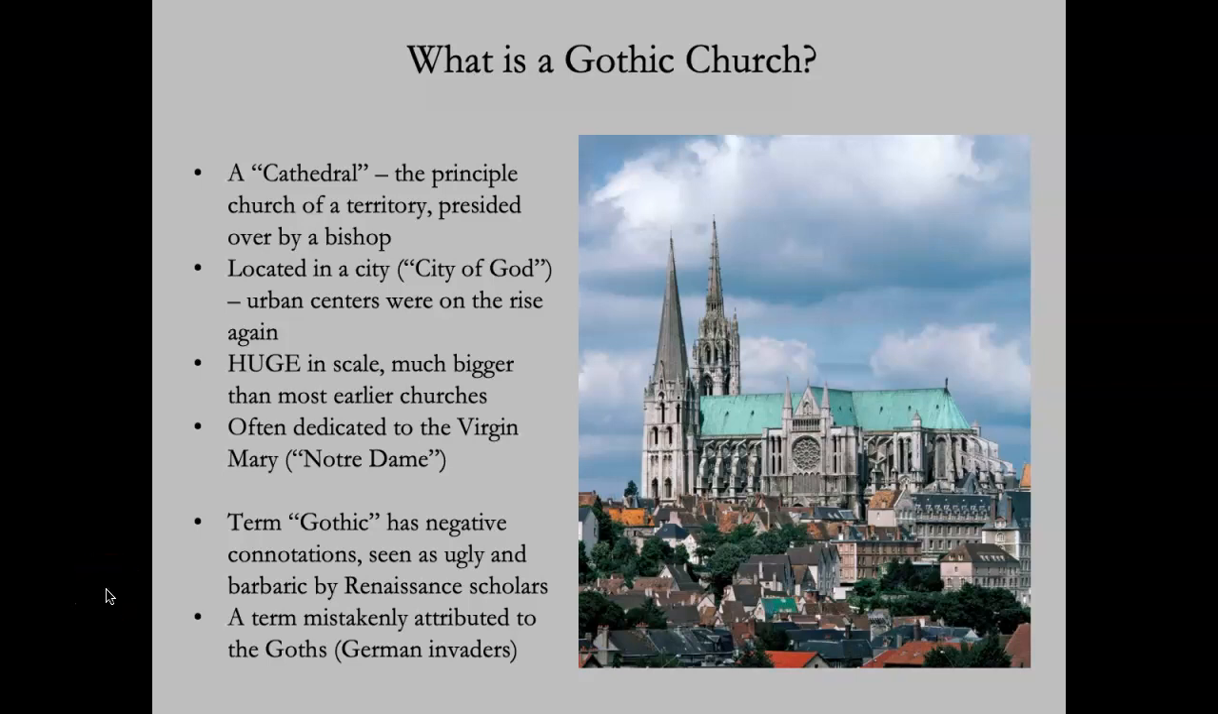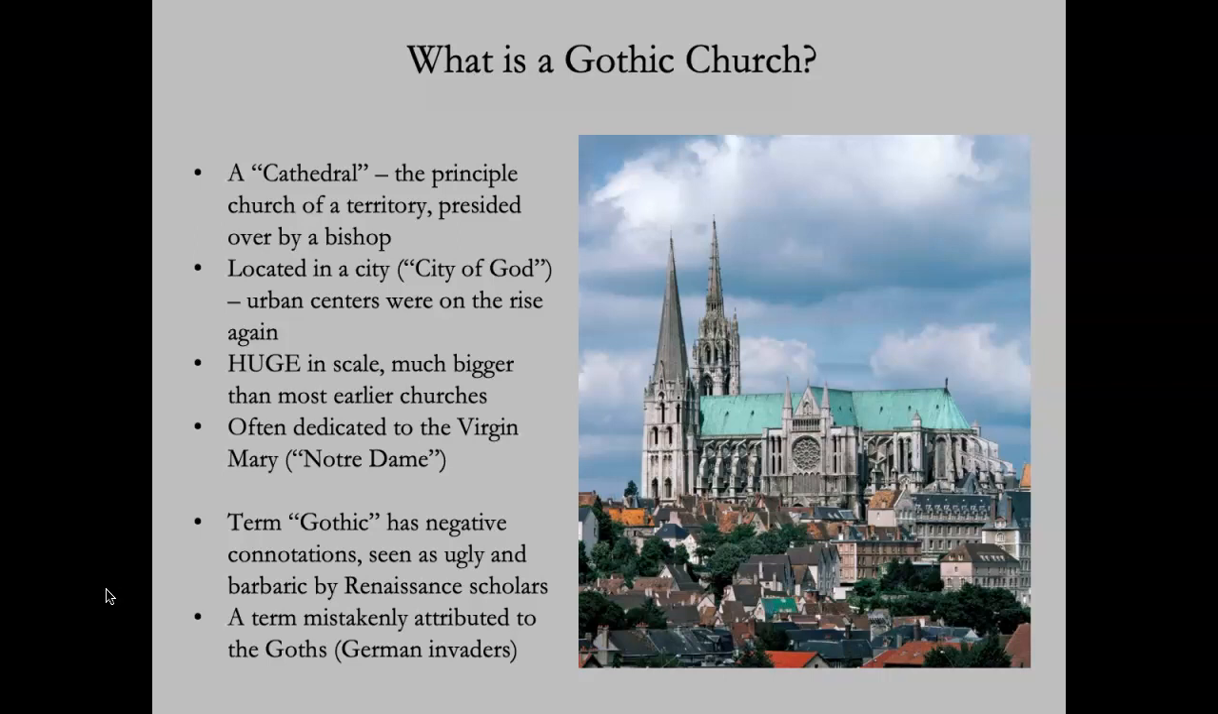Gothic cathedrals are also huge in scale, and they're much bigger than most earlier churches of the Romanesque period. And you'll notice from this photo I'm showing you of Chartres in France, notice its urban setting. It is surrounded by other buildings, and it towers over them. It is meant to be the largest, tallest thing in the city. And this is also the source of civic pride.